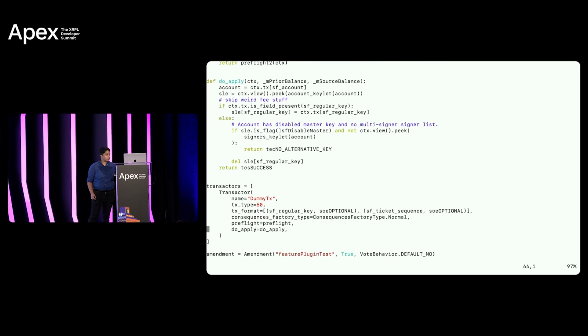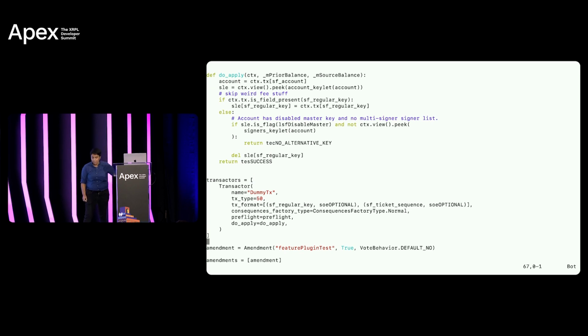And actually, before I go into doApply, let's look at this transactor object, which basically contains all of the overview of transactions. You have the name, dummy TX, the transaction type, which is basically a unique value that corresponds to every transaction that's in rippled. Transaction format, you have two elements here. You have the regular key, which is optional, and the ticket sequence, which is also optional. And the consequences factory type doesn't really matter here, so I won't discuss it. And then you have your preflight and doApply function pointers that basically just point to these two functions.